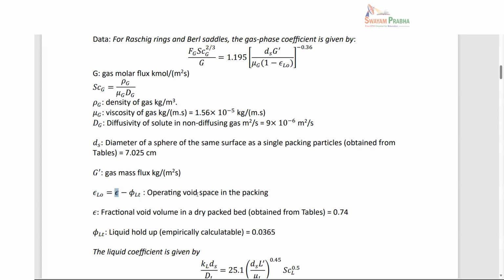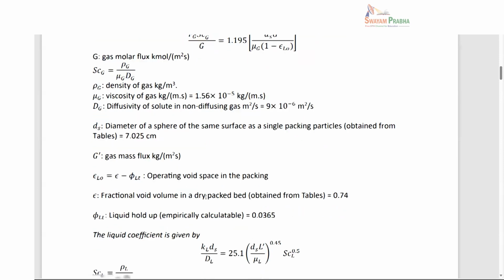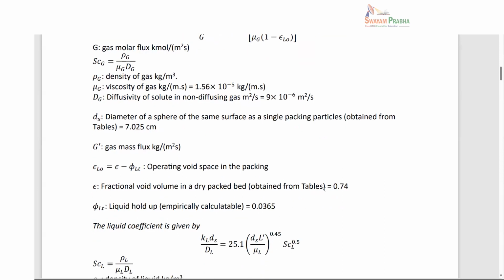But when the liquid is also flowing in, the liquid will also occupy some holdup. So this is the correction for the liquid holdup. The effective porosity for the gas to flow will be the total porosity minus the liquid holdup. So these values are given to you. Epsilon, based on the packing material, we can read from the tables.